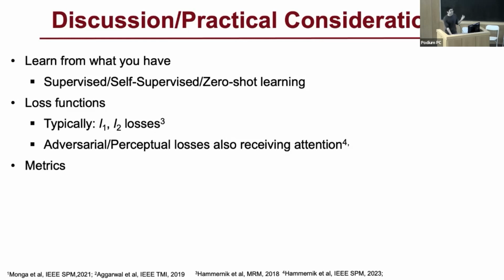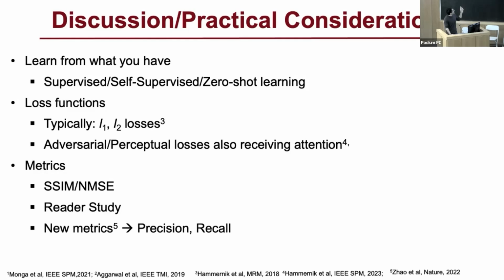And also the metrics. Again, we tend to use quantitative metrics such as SSIM and NMSE, but we know that they can't capture pathologies and other important things. So that's why, if we have the opportunity to validate our results, we should consult with the radiologist and put it into our results. But if this is not possible, of course, using new metrics such as precision and recall to see how many pathologies we recover is really important to validate our results.